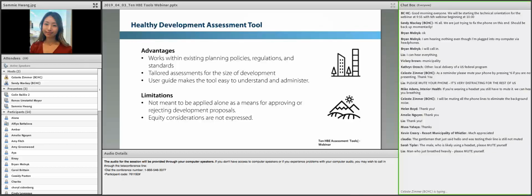The limitation of a tool is that it's not meant to be applied alone to approve or reject development proposals. Rather, it's an informative component of the application evaluation process. And this actually applies to all tools in this guide. Not one tool is meant to be used to decide anything. And another big limitation here is that equity considerations are not expressed within the tool, so it's important to include an equity lens when using this one.